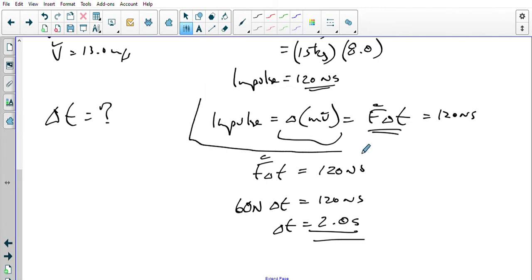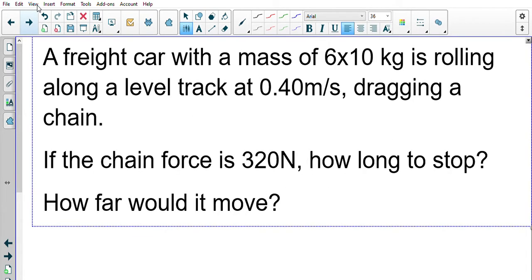I'm really trying to emphasize this idea that impulse is equal to this or this, and that we can use either of those to calculate. There's something that students seem to miss, it's that sort of idea.